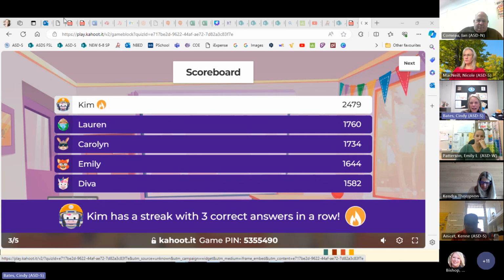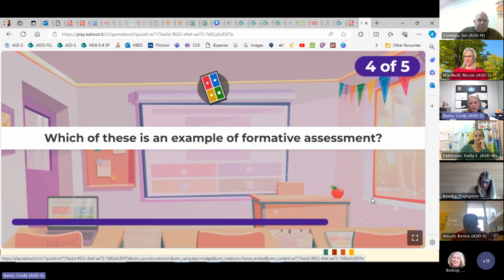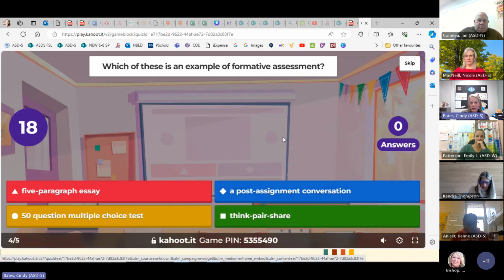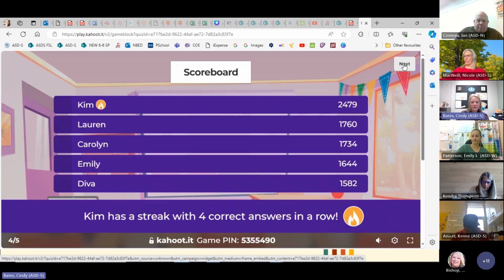We have up here, I can't see. Oh, Kim is heavily in the lead, that was the helmet. Next question, this is number 4, I guess. Which of these is an example of formative assessment? A 5-paragraph essay, a 50-question multiple choice test, a post-assignment conversation, or think, pair, share? And the answer was think, pair, share.